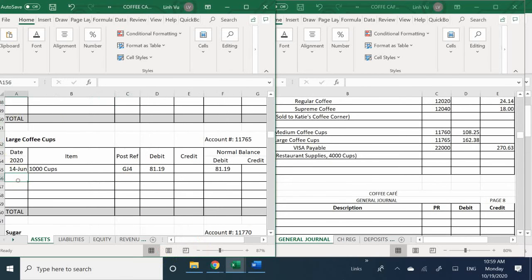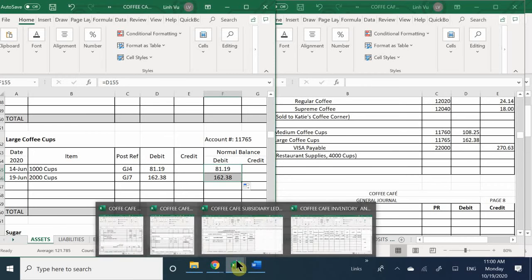All right. Here, oh, not the 18, the 19. All right. I also purchased another 2,000 cups, right? I got a grand total of 4,000. All right. General journal number 7. How much did I increase my large cups for? 162.38, bringing my grand total to be 243.57.